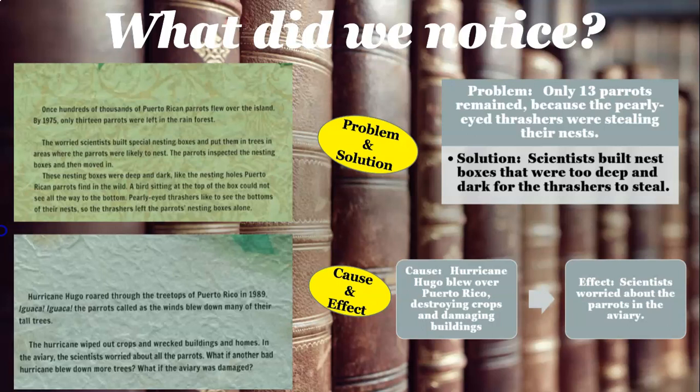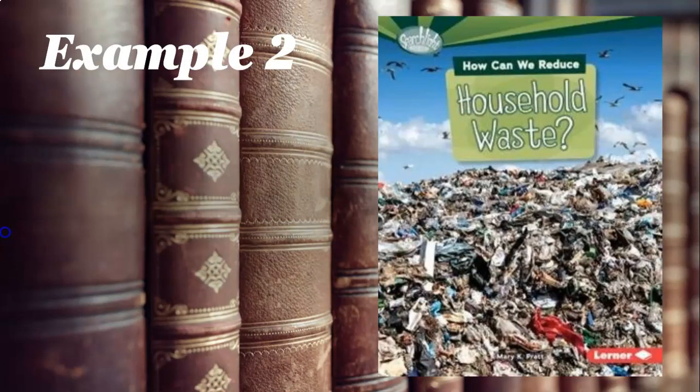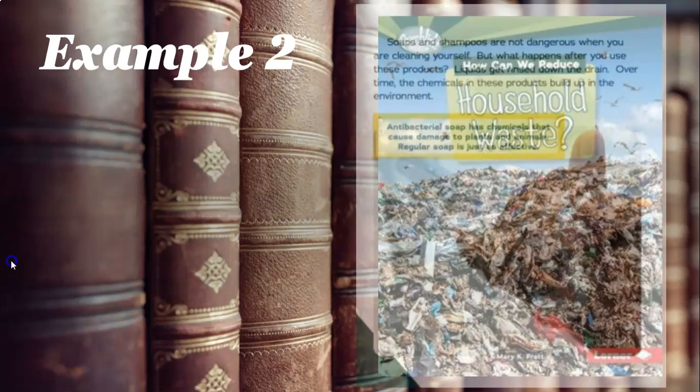So we can see here that this text has at least two types of structure: a problem and solution, and a cause and effect. But I'm willing to bet that across all those pages, there's probably many, many more. All right, let's take a look at a second example. Second example comes to us from a wonderful informational text. How can we reduce household waste? So let's give this a look here.